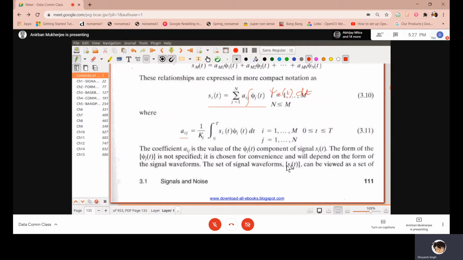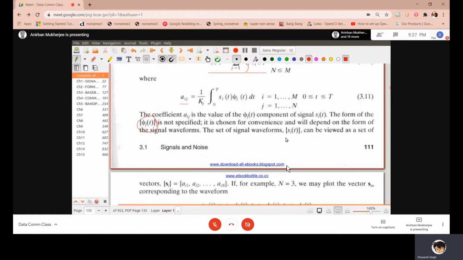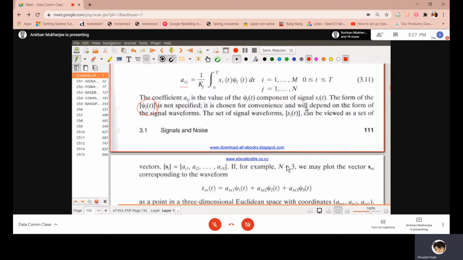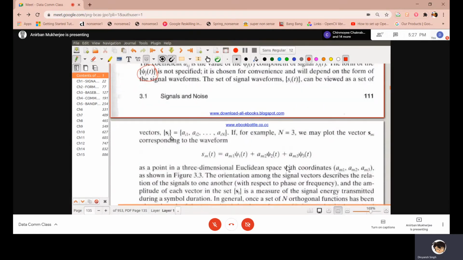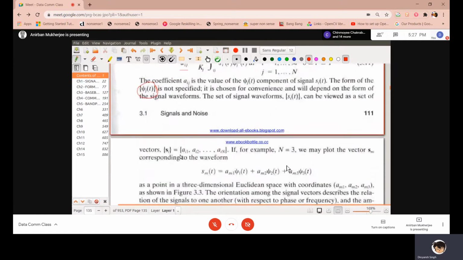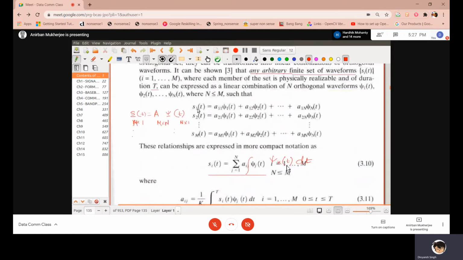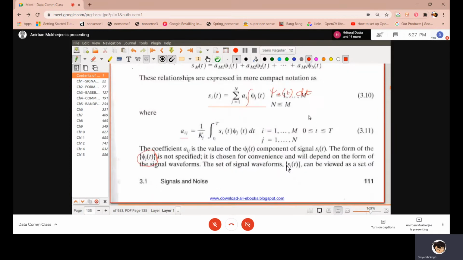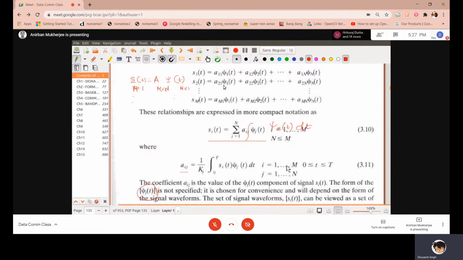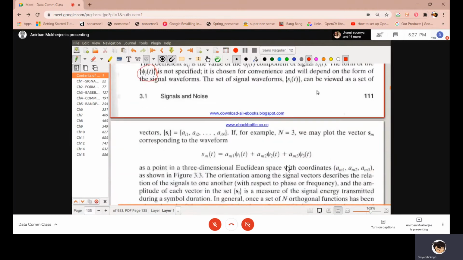Now the form of psi jt is not specified, it is chosen for convenience and generally depends on the signal form. That means till now I have not defined the nature of this psi jt. Okay, actually we choose it depending on the signal. The set of signal waveform, this Sit can be viewed as a set of this. I can choose it as Ai1, Ai2, Ain. That means S1t is A11, A12, A1n. Similarly, S2t I can represent as a vector of A21, A22, A2n, something like that.